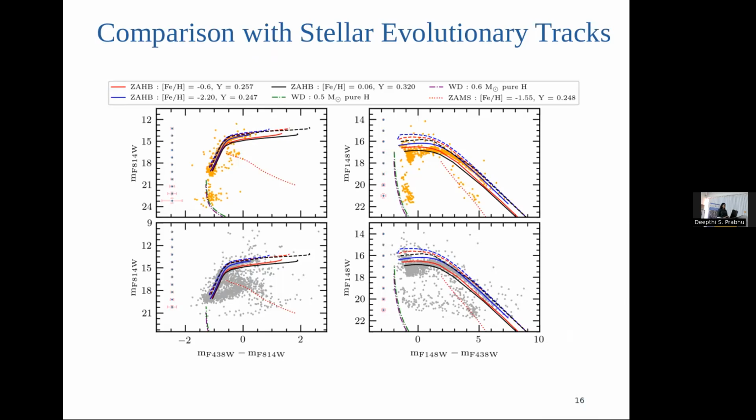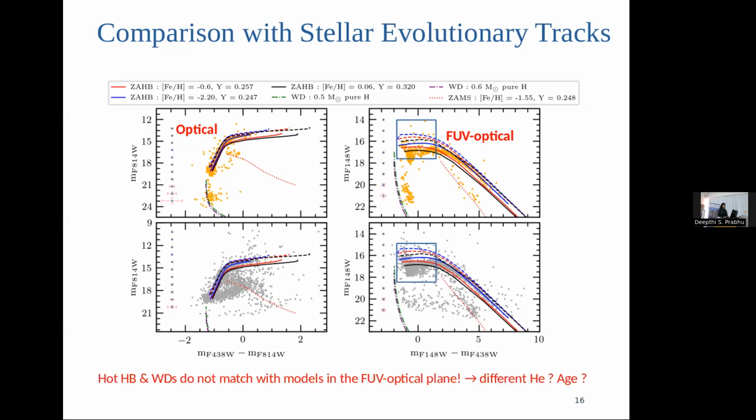So here, a particular thing to be noted is that in optical, we can see that the models match well with the horizontal branch as well as the white dwarf sequence. But in the UV-optical, we can see that there is a mismatch in the positions of the white dwarfs as well as the horizontal branch. So the horizontal branch is also fainter than what is predicted from models. That is also seen in the sources outside the HST region as well.